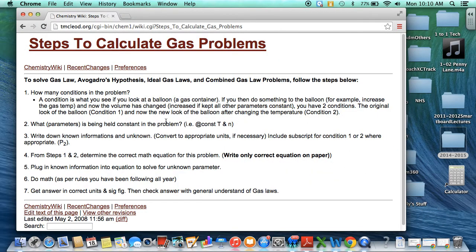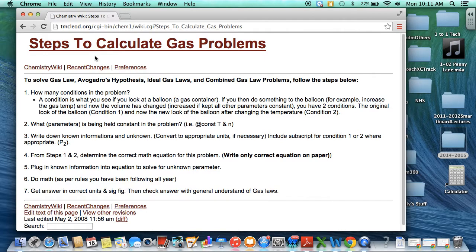So the number of things being held constant is one, and the only thing we hold constant is the number of moles. So the balloon isn't leaking. Could you hold other variables constant? Yes, but for this level, we only do one parameter, and that's the number of moles. Therefore, you have three additional variables. You're going to vary two of them, and you're going to calculate the third.